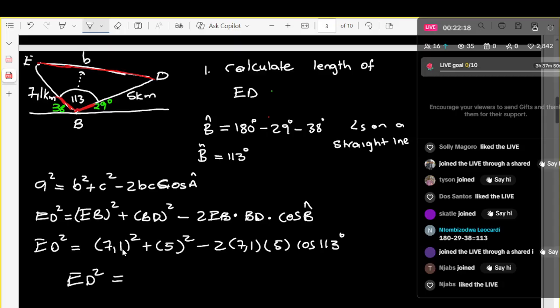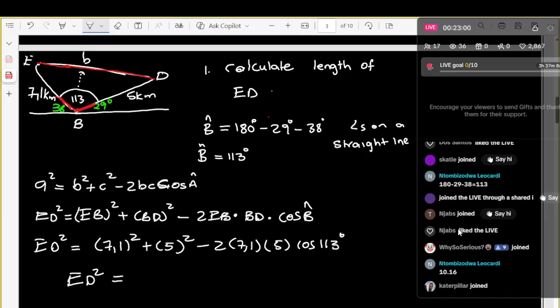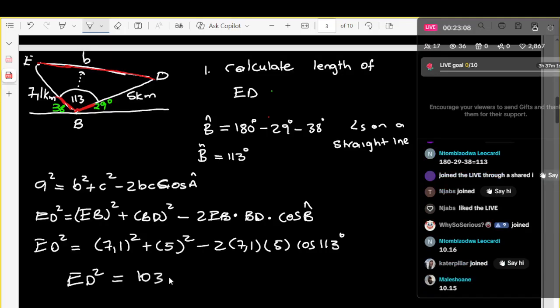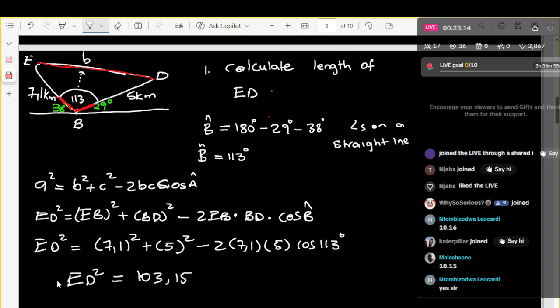Guys, you already solved the problem. You already squared both sides. It's 103. Am I moving that slow? You already got your answer. Fine, let me square both sides now. I square both sides, therefore ED is equal to 10.16. Thank you guys. So this will be 10.16 kilometers. That is very correct.